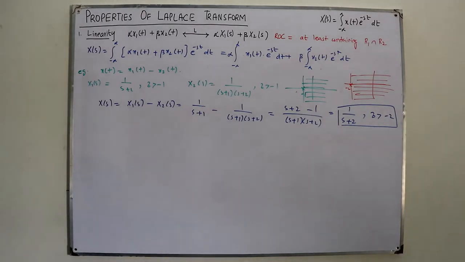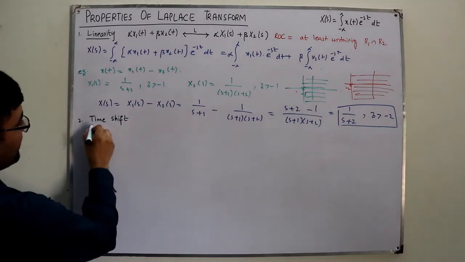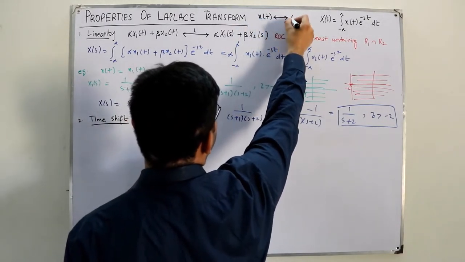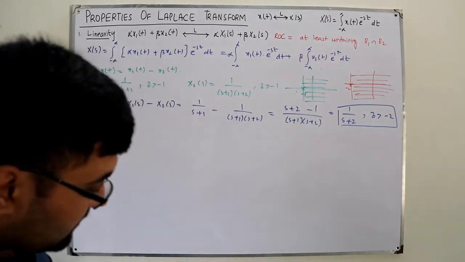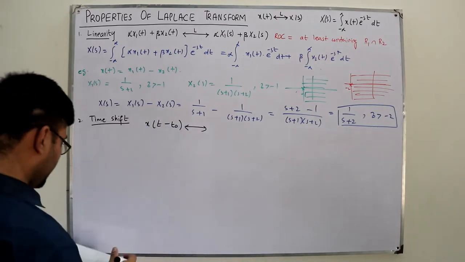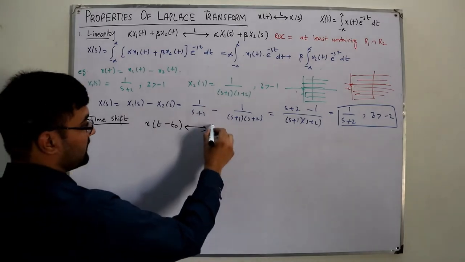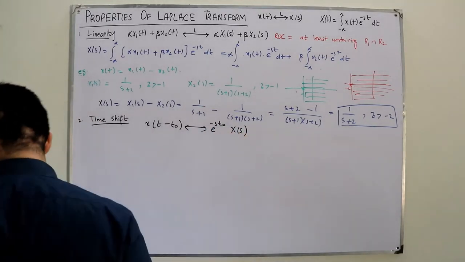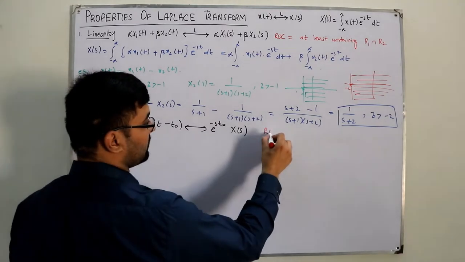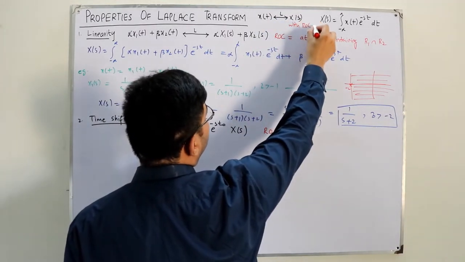The second property, time shift property. Now, writing all these properties, we would be assuming from the very beginning that x of t is a time domain signal having the corresponding Laplace transform x of s. Now, if you shift the signal to x of t minus t naught, the corresponding Laplace transform has to be multiplied with exponential of negative s times t naught. And the ROC would be the same as previously. So over here, your ROC is initially R.